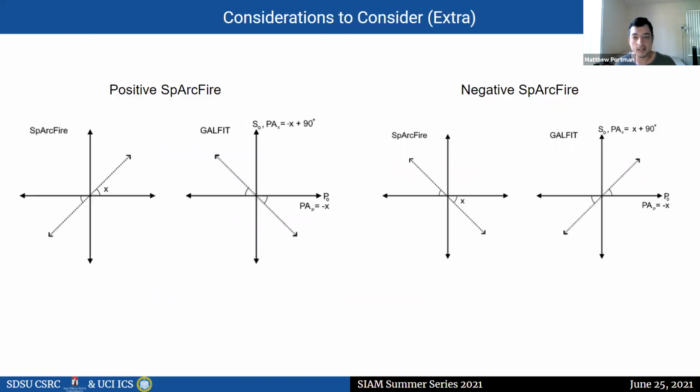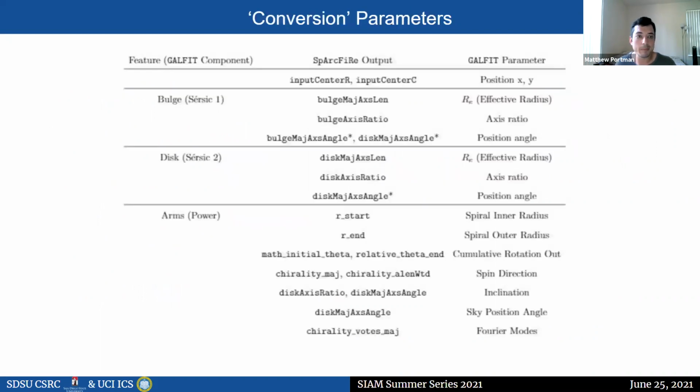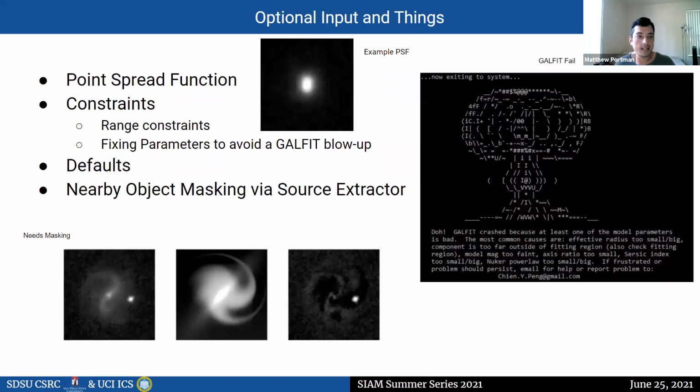So anyway, here's a handy little chart too of the degree things. We can come back to that if you're really curious. It's just at that point it's just a pain in my butt. So here's a list of parameters that I use to convert to Galfit. Again, something we can approach later, maybe with questions afterwards. But let's take a look at some more optional inputs.